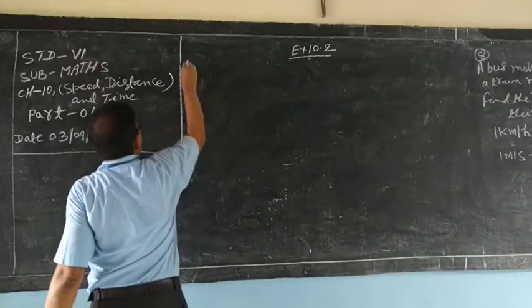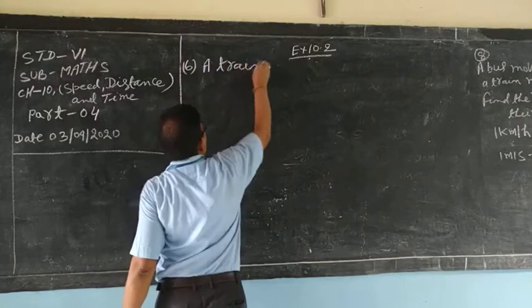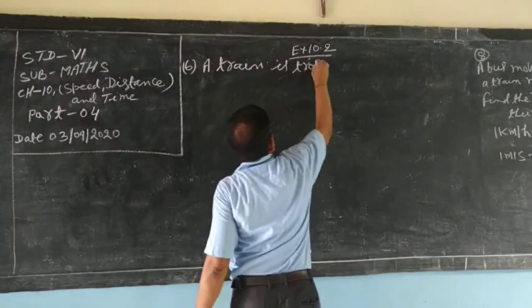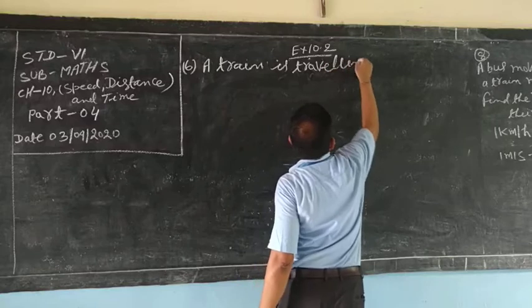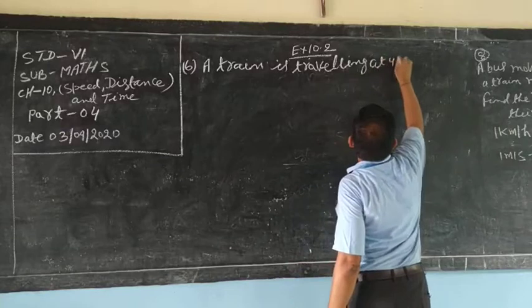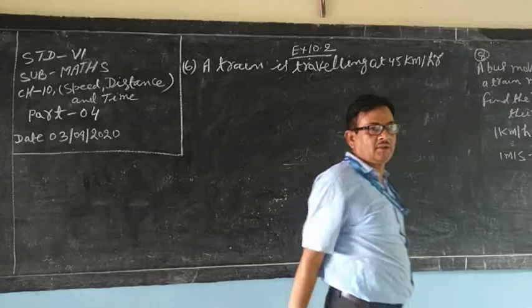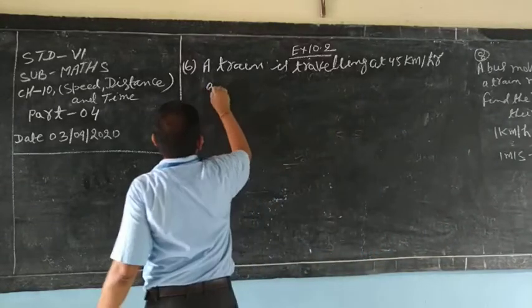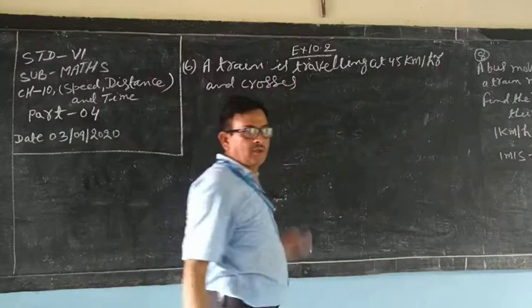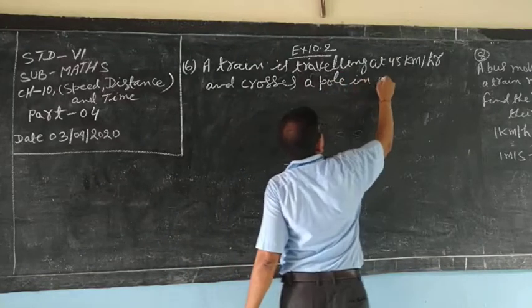Six is there. A train is traveling at 45 kilometer per hour and crosses a pole in 12 seconds.